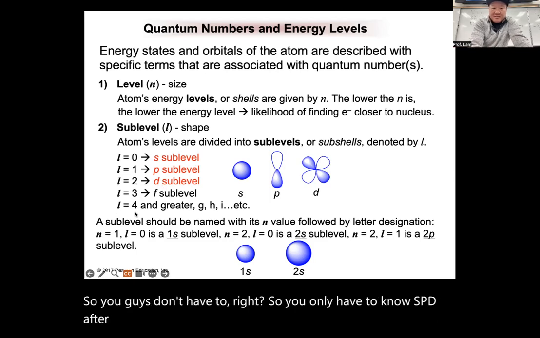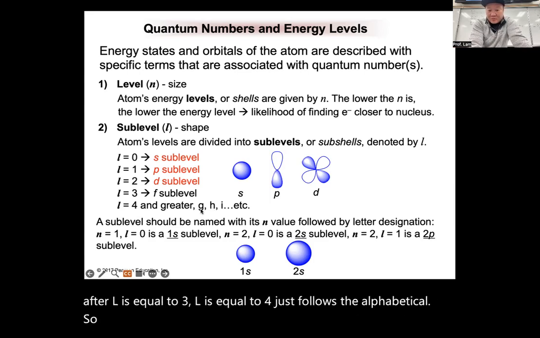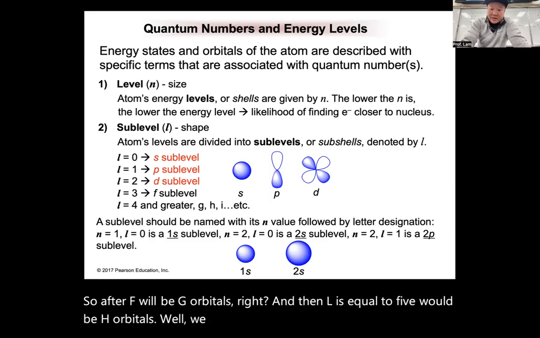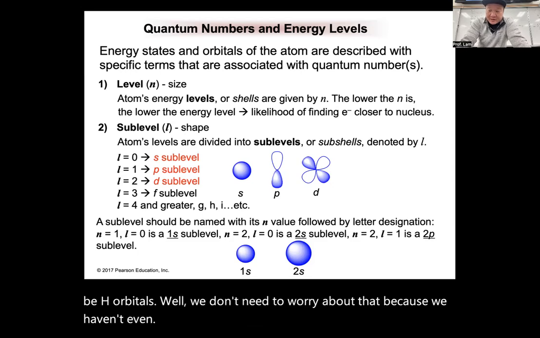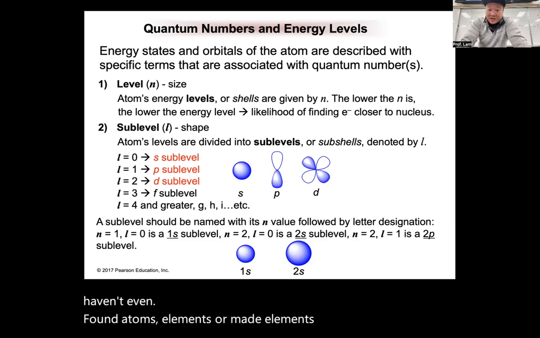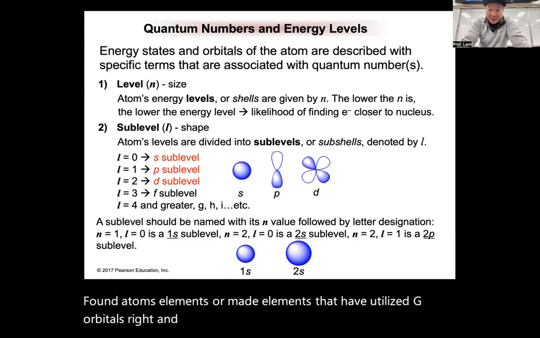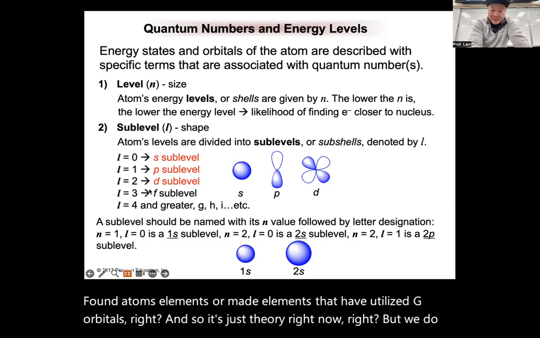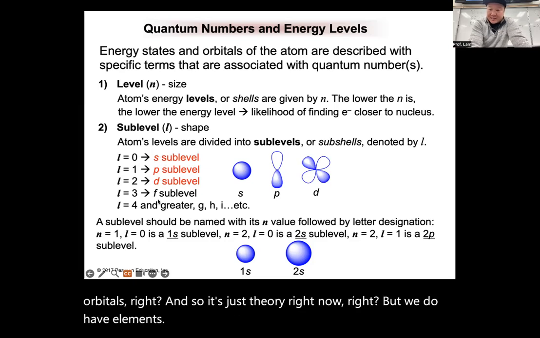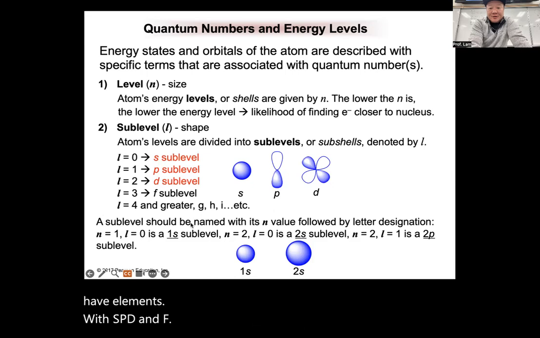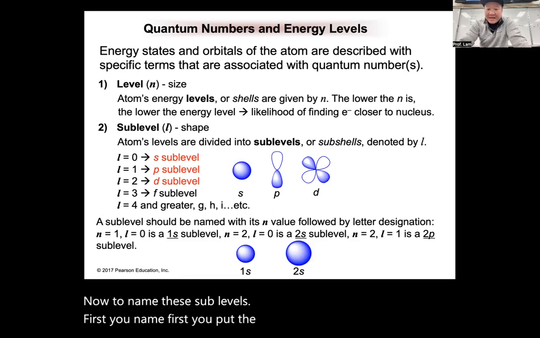After L is equal to 3, L is equal to 4 just follows the alphabet. So after F would be G orbitals, and then L is equal to 5 would be H orbitals. We don't need to worry about that, because we haven't found or made elements that utilize G orbitals. It's just theory right now. But we do have elements with S, P, D, and F. Now, to name these sublevels, first you put the size, followed by the letter designation of the sublevel.